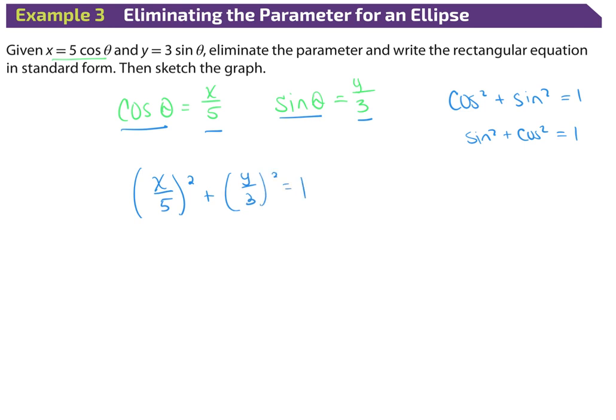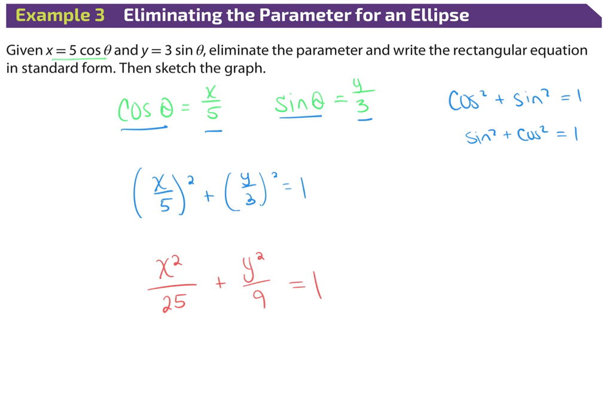That's logical, is it not? I mean, if I have cosine and sine of the same theta, they always square and equal 1. It is Pythagorean identity 101, right? And this actually gives me a standard equation. This gives me x squared over 25 plus y squared over 9 equals 1. What type of equation is that?